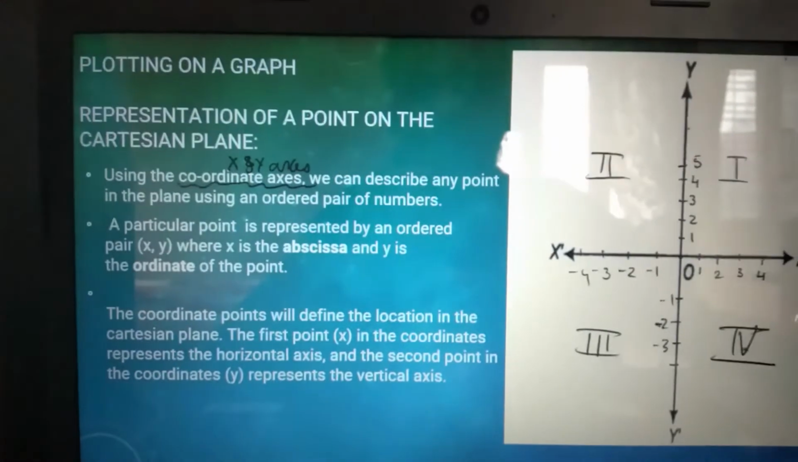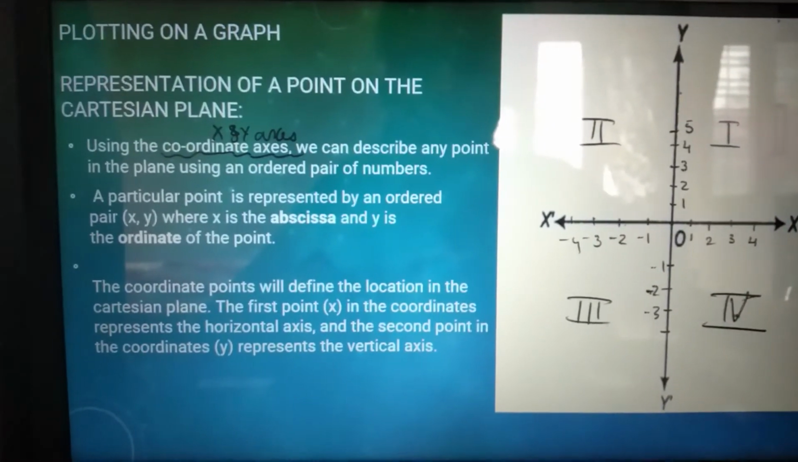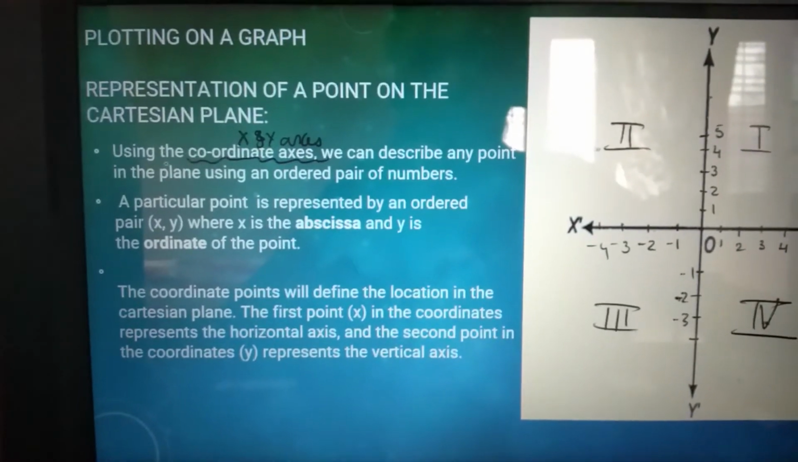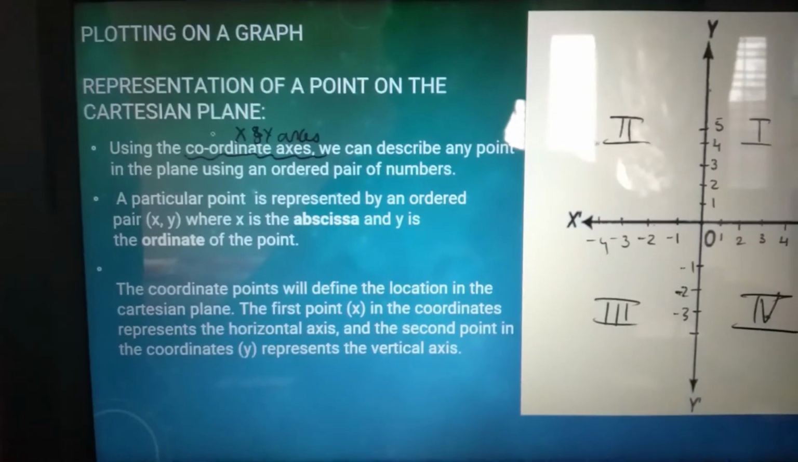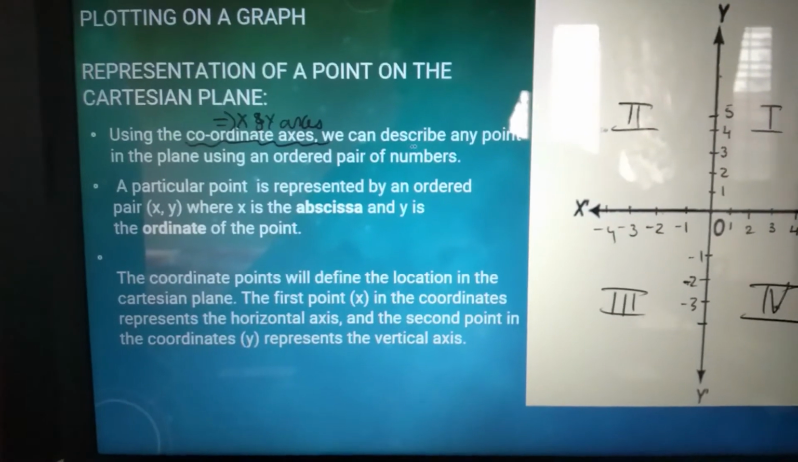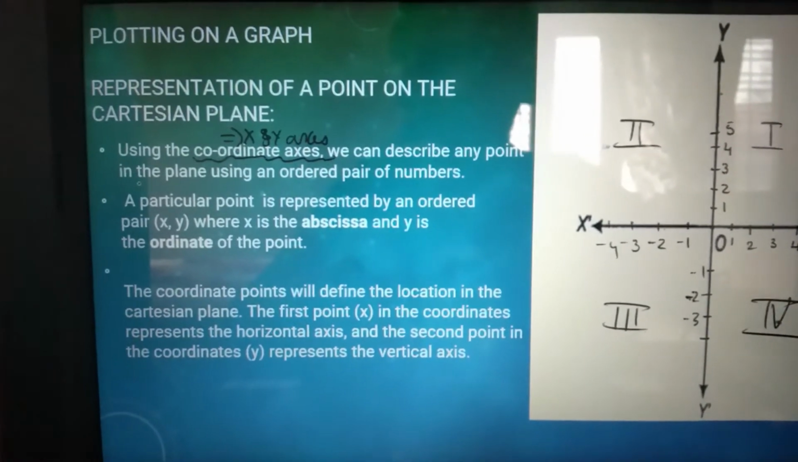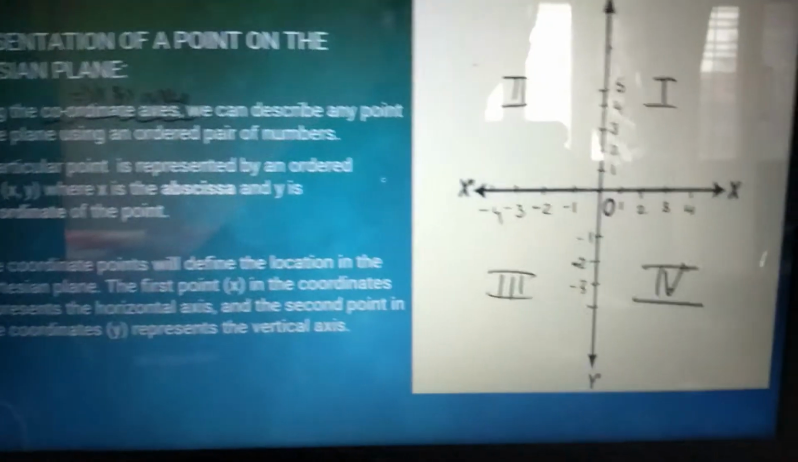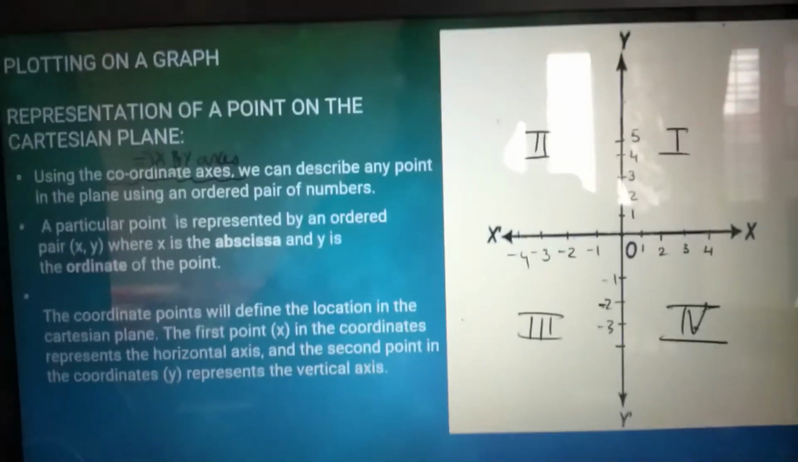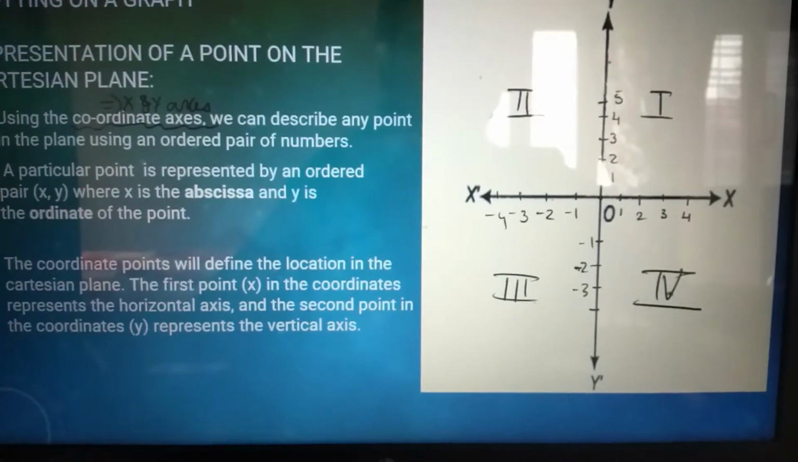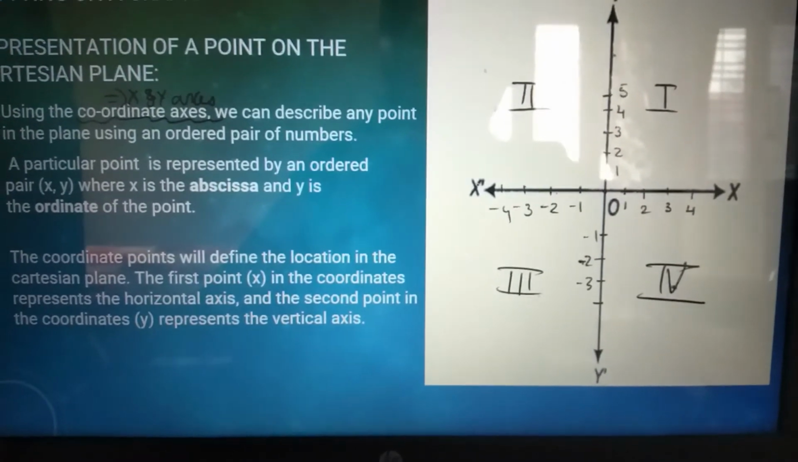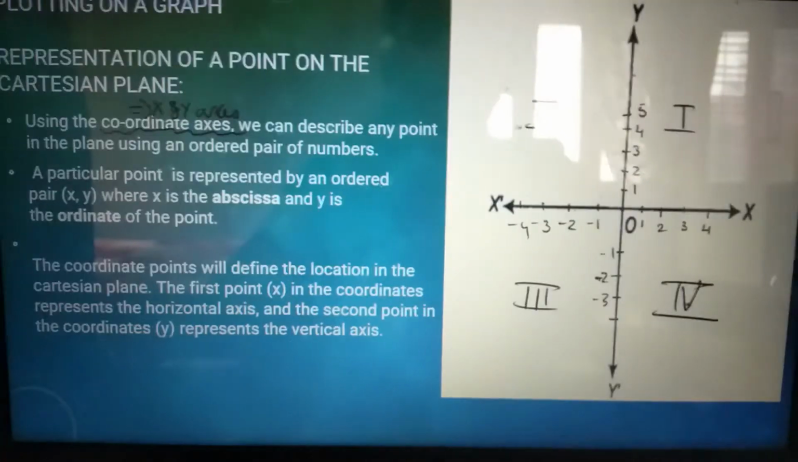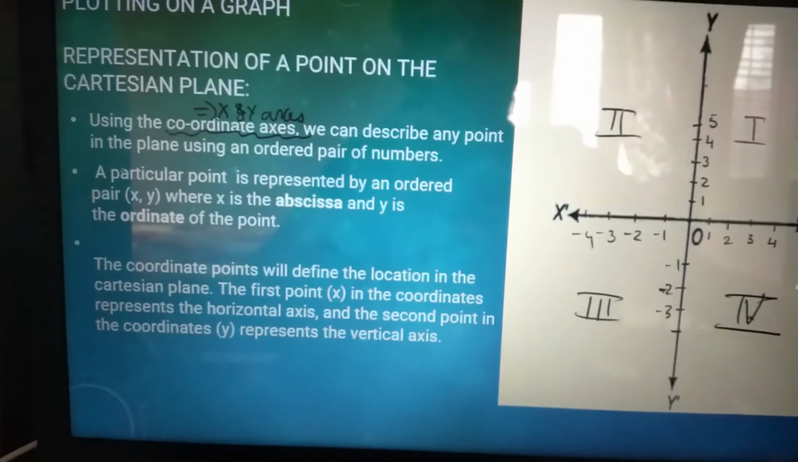We have learned how to represent quadrants in a graph sheet, right? So now we shall see how to represent a point on this Cartesian plane. Using the coordinate axes, the x and y axes, we can describe any point in the plane using an ordered pair of numbers. Here I just have a graph in front of you where I've written the axes and then I've written the quadrants as well. So now we shall see the next point.